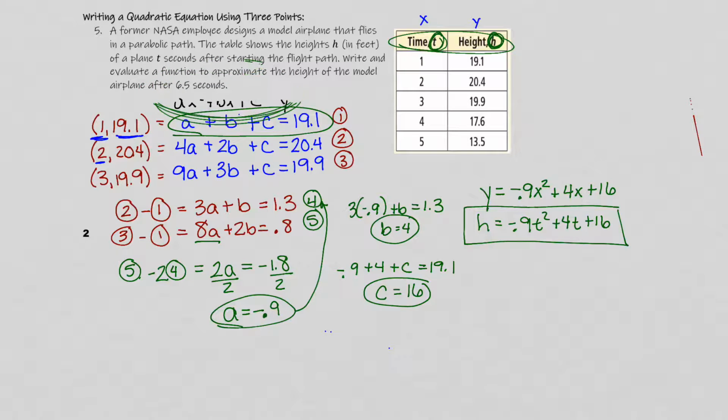All right, I'm going to erase a little bit of my scribbles up here. We need to find the height. So that was part 1 of this problem. But now we need to find the height after 6.5 seconds. Well, our t is our seconds there. So h is going to equal, if I plug in 6.5 for t. Okay, type all of that in your calculator, and you end up getting approximately 4 feet.